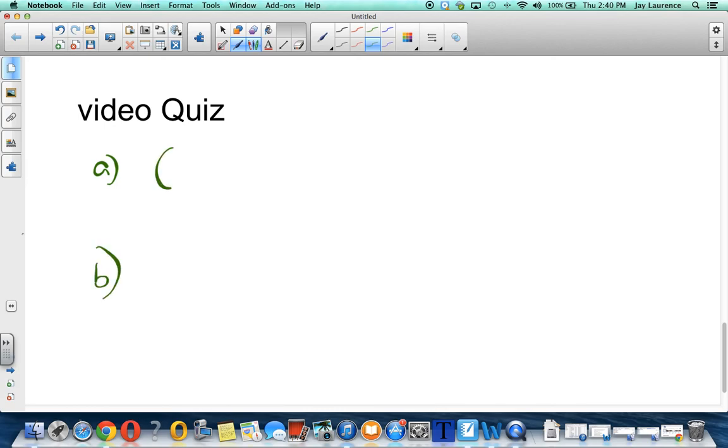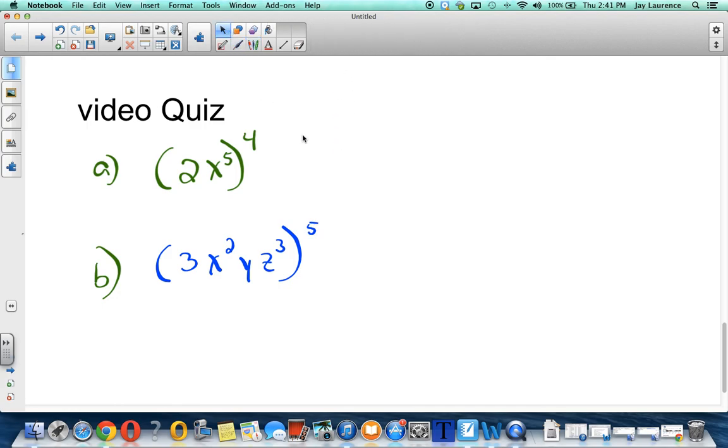Let's go with 2x to the 5th, and we'll raise that to the 4th power. And then your second problem will be 3x to the 2nd y cubed, and we're going to raise that to the 5th power. So that's your video quiz, to do those 2 problems. You don't have to use the shortcut. The shortcut is a good idea, but it certainly gets long. Like if I put a 15th power here, you certainly don't want to write all that out.